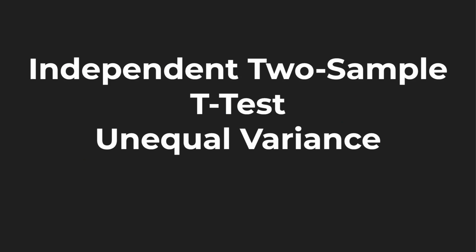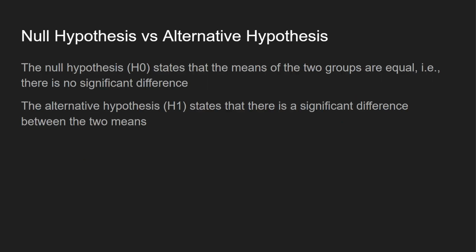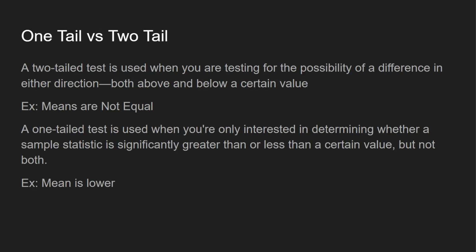So let's get back into our independent two-sample T-test with unequal variance. Our null hypothesis, and this is just for the T-test that we've been going over in this video, means that the two groups' means are equal and there's no significant difference. The alternative states that there is a significant difference between the two means. And what do we consider a significant difference? Well, it depends if you go with the one-tail or the two-tail. If we go with the two-tail test, we're just looking at them being different. It could be lower, it could be higher. It doesn't really matter. If we're looking at one tail, we're only looking in one direction. We're saying either the mean is lower or the mean is higher for one group. And that's the difference between one or two tails.